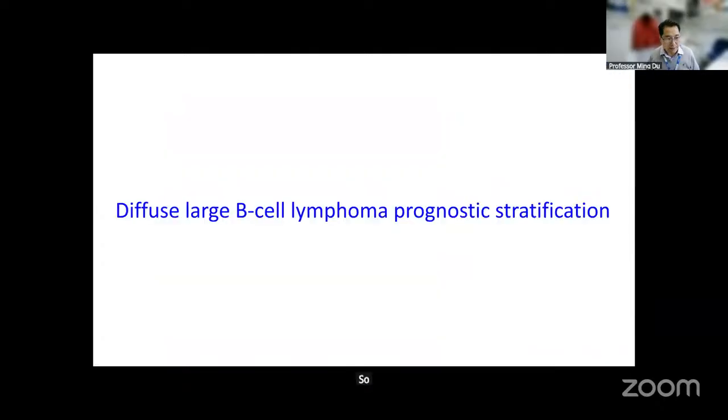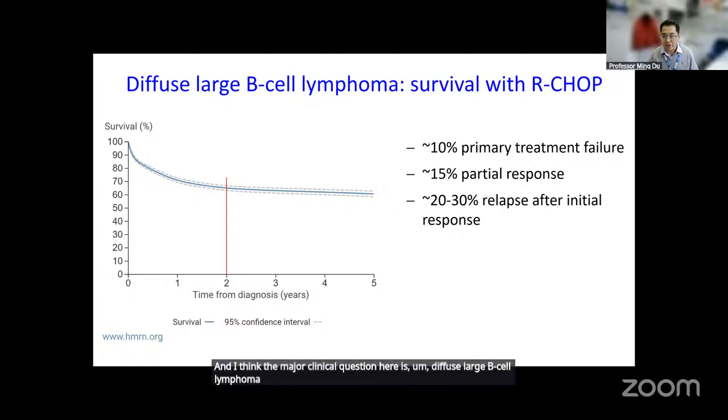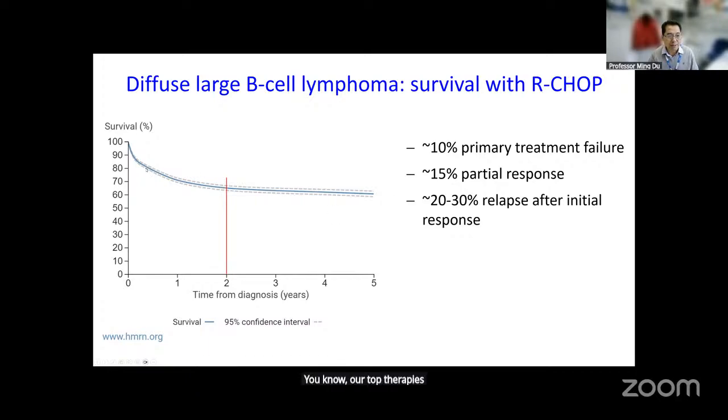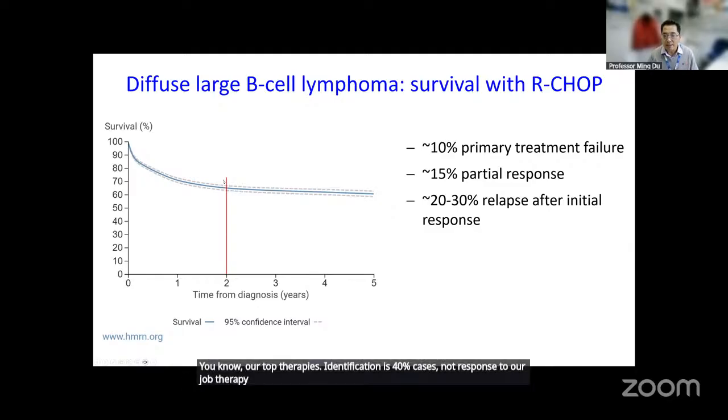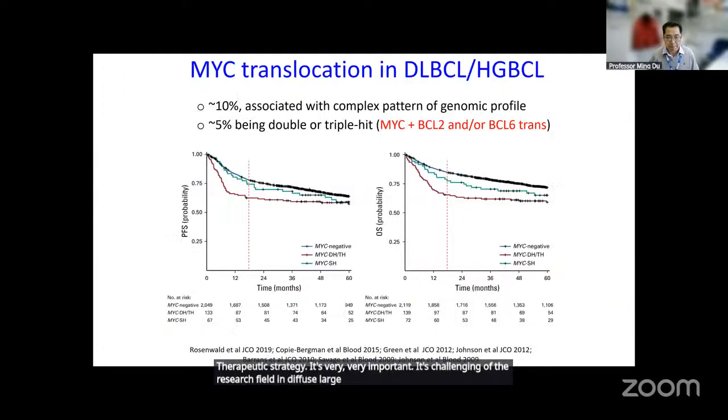Now I switch gear to diffuse large B-cell lymphoma. The major clinical question here is that diffuse large B-cell lymphoma is a heterogeneous entity, and around 40% of the cases do not respond to current R-CHOP therapies. Identifying these 40% of cases that do not respond to R-CHOP therapy, and devising a different therapeutic strategy for them, is very, very important. It is a challenge for the research field in diffuse large B-cell lymphoma.